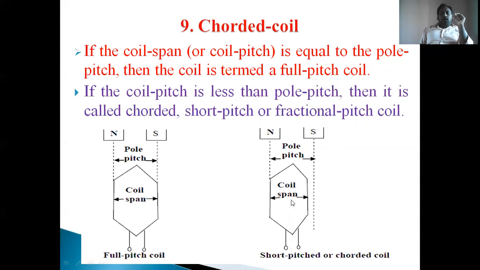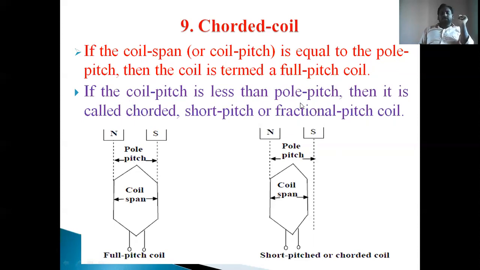If the coil span, see here, this is coil span, is less than that of pole pitch, this is pole pitch, this is coil span, the coil span is less than that of pole pitch. Such type of coil is called a short pitched coil or fractional pitched coil.